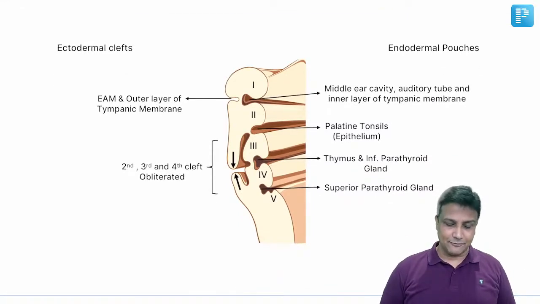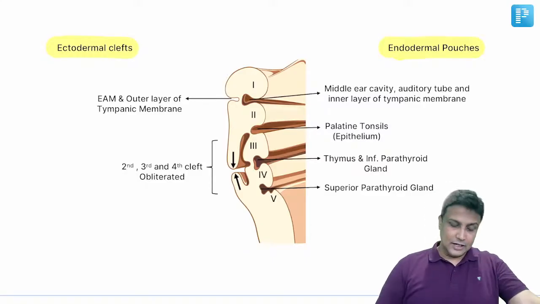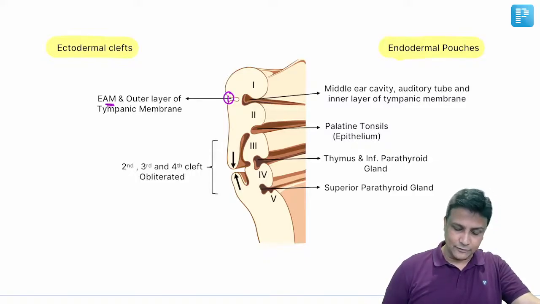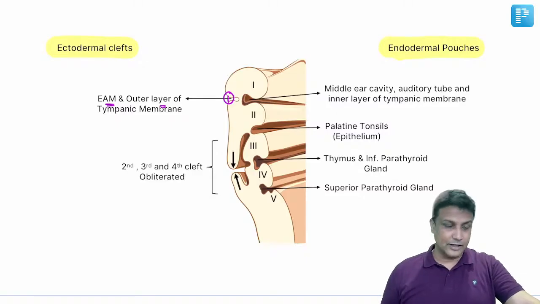Now, once you are done with this one, welcome here to the clefts and the pouches. We know that the clefts will be derived from ectoderm, ectodermal clefts, and the pouches will be derived from endoderm, the endodermal pouches. There are four ectodermal clefts. The first cleft is the one which is going to form the external acoustic meatus. Along with that, it is also going to form the outer layer of the tympanic membrane.